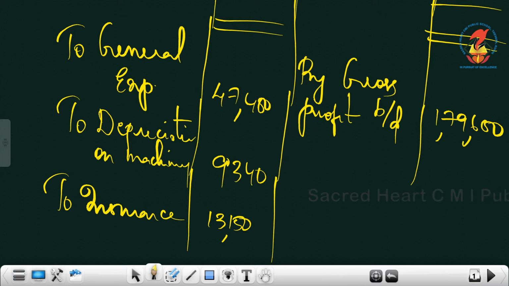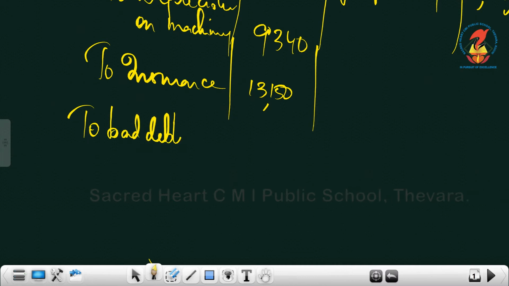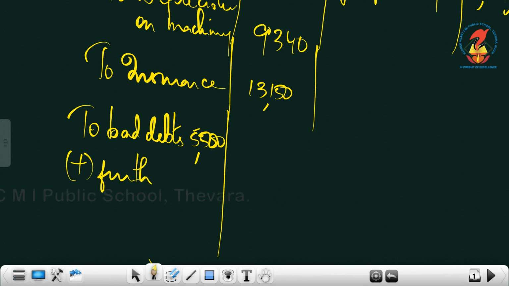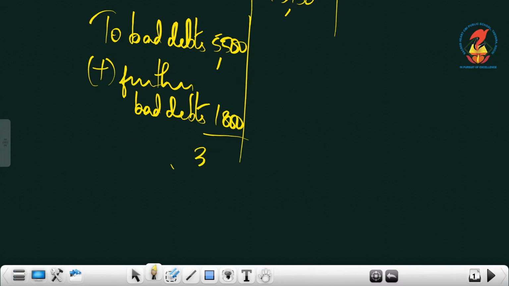Wages should come in trading, not here. Bad debts is there, yes, bad debts must come here. The existing bad debts we will write first. To bad debts. In the previous question we did not have existing bad debts. Here we have existing bad debts. With that, what is the formula you learned? Add further bad debts. Further bad debts means the one given in your adjustment, which is 3,000. Then add new provision. Finally, we will write the amount in the outer column.